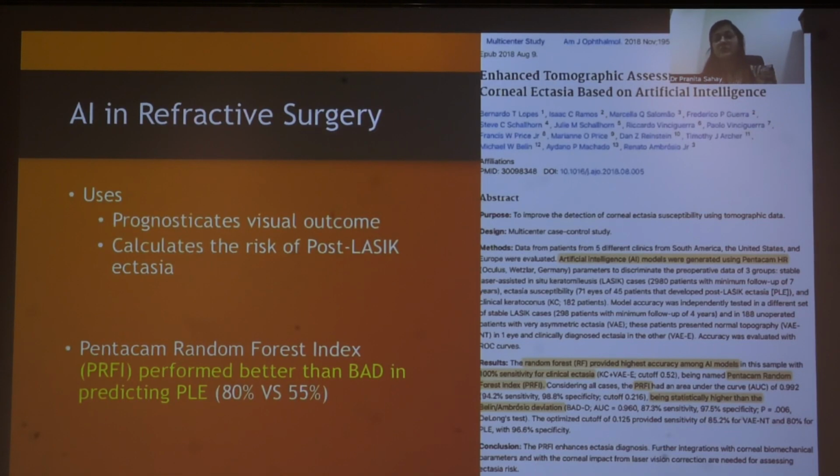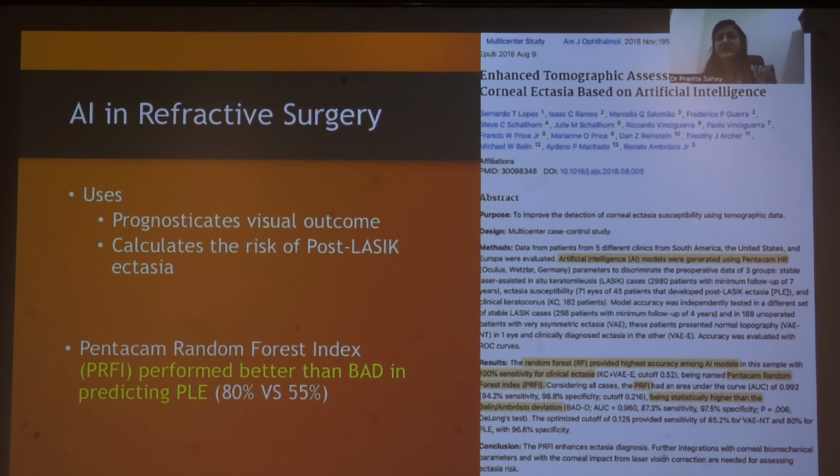And with innumerable patients turning up for refractive surgery, it is very essential to screen these patients well to avoid long-term complications. So AI in refractive surgery helps in prognosticating visual outcome and also calculating the risk of post-LASIK ectasia, which is extremely pertinent in these cases.